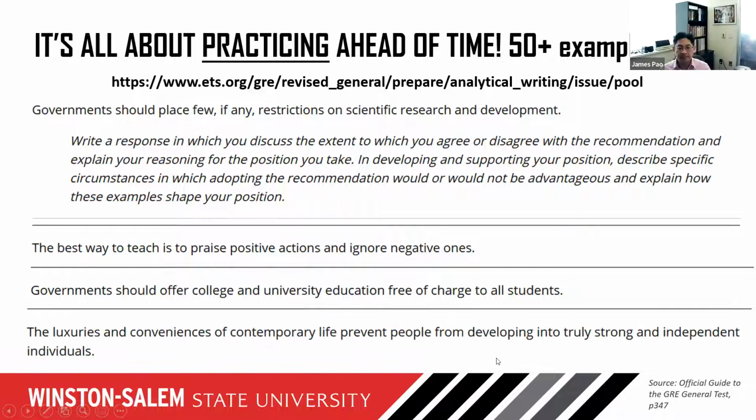Okay, great. Another one might be: the luxuries and conveniences of contemporary life prevent people from developing into truly strong and independent individuals, right? It means we're so full of luxury that we've gotten soft. We're just soft. Yeah. So then you have to decide, okay, do I agree or disagree and why? So again, giving you different examples.